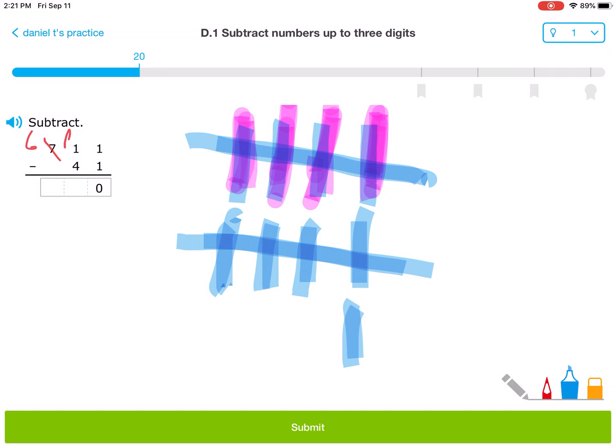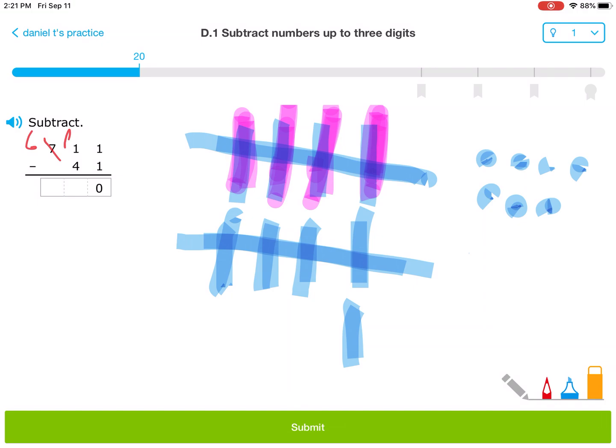Another way you could do the same thing is you could actually make dots. So I could do 1, 2, 3, 4, 5, 6, 7, 8, 9, 10, 11. And this time I could actually erase them. I got to take away 4. 1, 2, 3, 4. What do I have left? There are still 7 dots left.